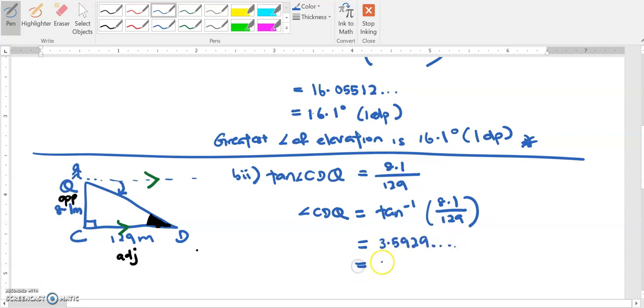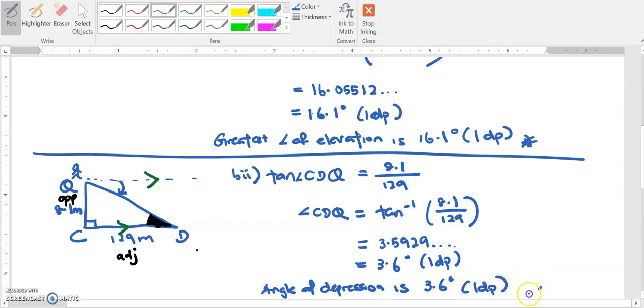This is an angle, so I'm going to round it off to 1 dp again. Okay, answer the question. Angle of depression is 3.6 degrees in 1 dp.